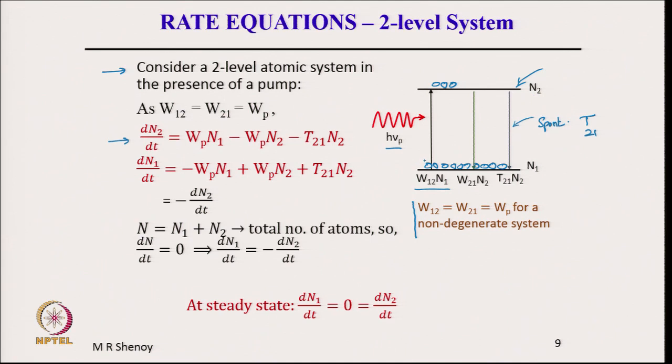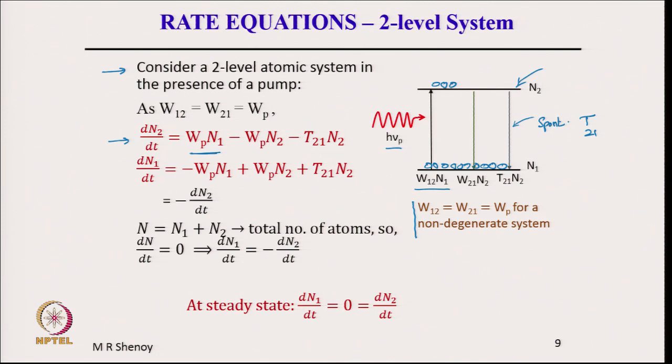N2 will increase because of absorption here, atoms making upward transition. N2 will decrease because of spontaneous emission and stimulated emission. So, dN2 by dt is equal to Wp into N1. Please see, Wp into N1 is the rate of stimulated absorption, that is the number of atoms absorbed per unit time per unit volume, which leads to a change in the atomic population of level 2. Hence, this is called a rate equation.